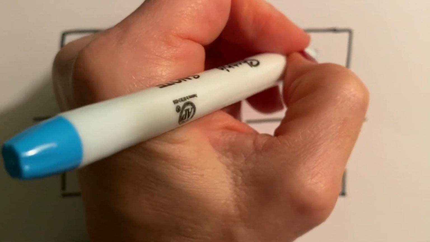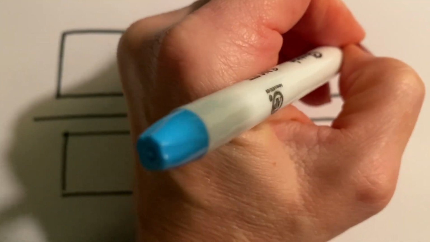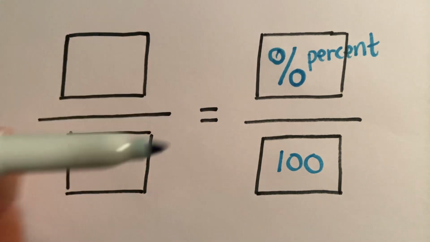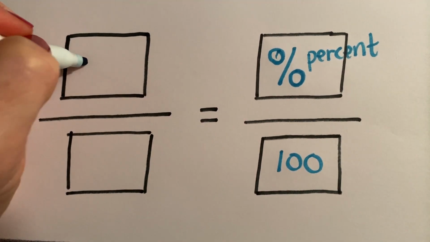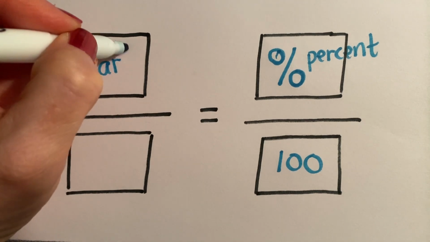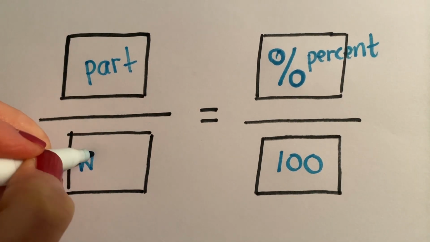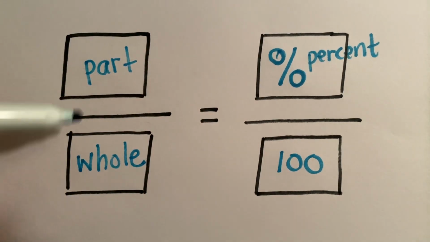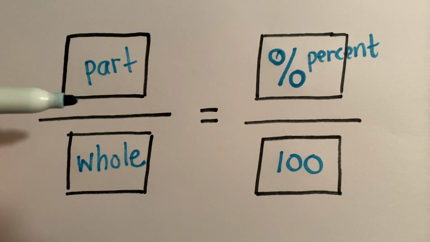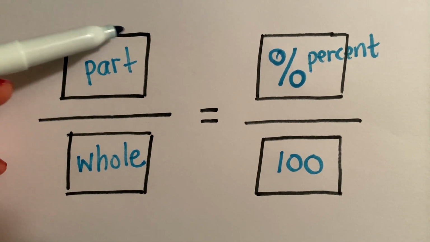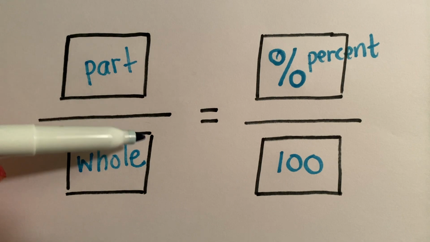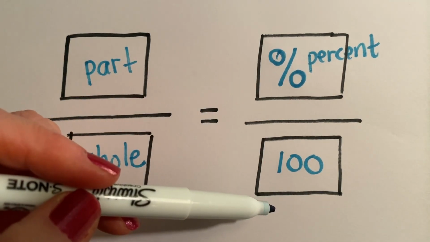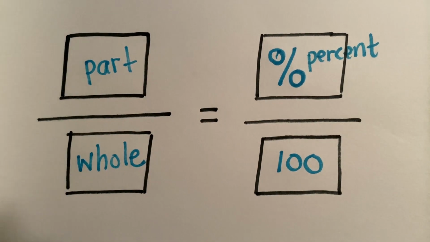Your percentage, this is the symbol for percent. Your percent will always go above the 100. And on the other side, I'm going to call this the part and this the whole. I know that doesn't make much sense right now, but just try to key in on this when you're solving a percent problem. You're going to put your part over your whole and set that equal to your percent over 100. And again, this will make much more sense in a few minutes.